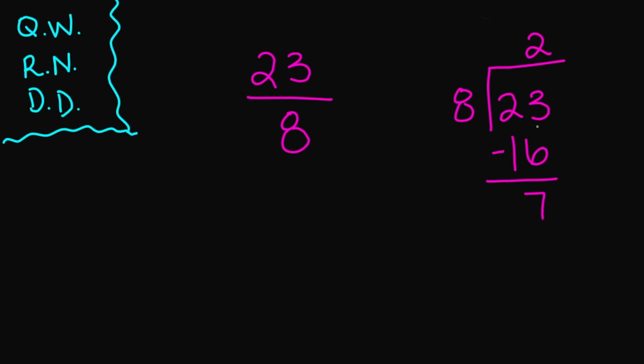3 minus 6, you're going to have to borrow. This 2 is going to become a 1. This 3 here is going to become a 13. So now you have 13 minus 6, and that's going to give you 7. And then 1 minus 1 is 0.